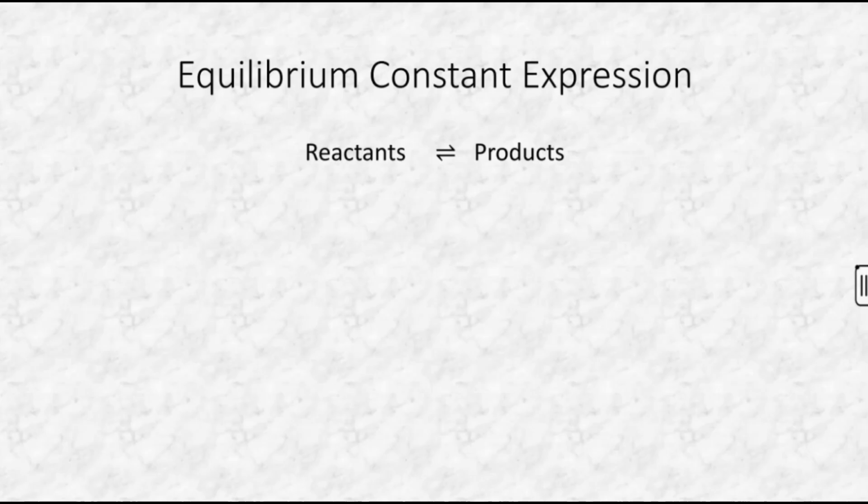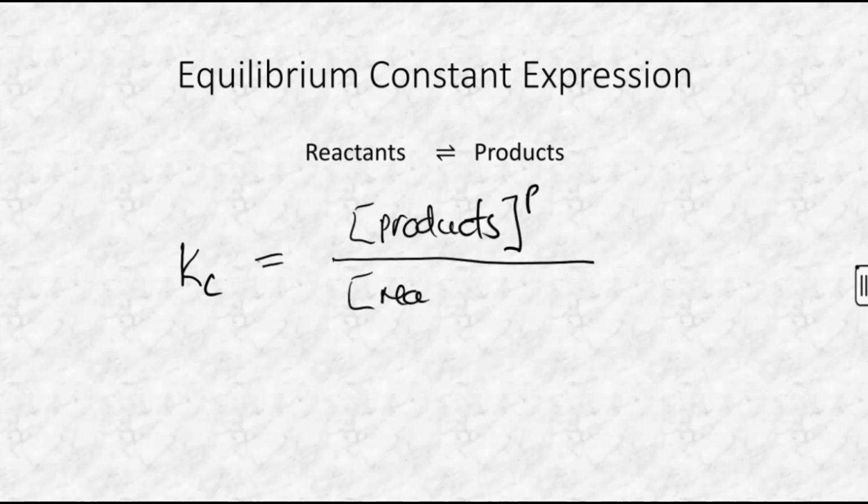So the equilibrium constant Kc is equal to the concentration of products individually raised to the power of however many moles of each of the products are present in the balanced equation, divided by concentration of reactants individually to the power of however many moles of each reactant there are in the balanced equation too.